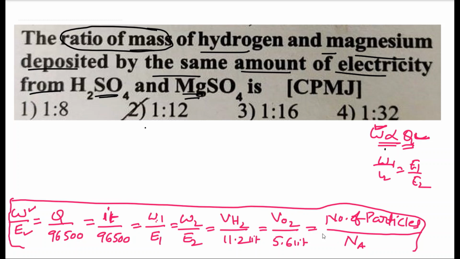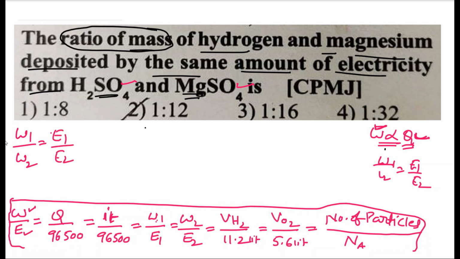First problem you can see. How to apply this formula? The ratio of mass of hydrogen and magnesium deposited by the same amount of electricity from H2SO4 and MgSO4. Here they are asking the ratio of mass of hydrogen and magnesium. What is the formula? W1 by W2 is equal to E1 by E2.